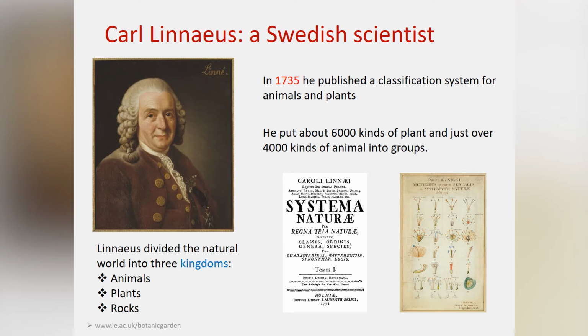Carl Linnaeus, a scientist working about 300 years ago, realised that as more and more plants and animals were being discovered, a system was needed to group similar things together. He very carefully studied the similarity and differences between living things and rocks, and in 1735 he published A System of Nature, creating a classification system. He divided everything into 3 kingdoms: animals, plants and rocks, and we still use his system for classifying animals today. He classified about 6,000 plants and 4,000 animals and gave everything a 2-word name.